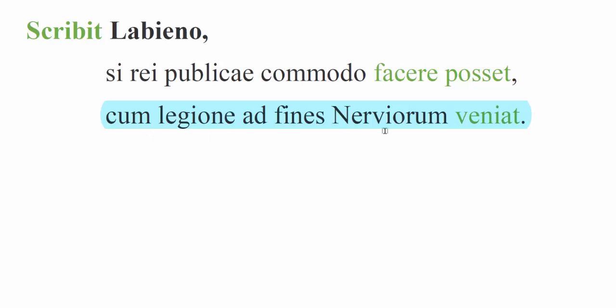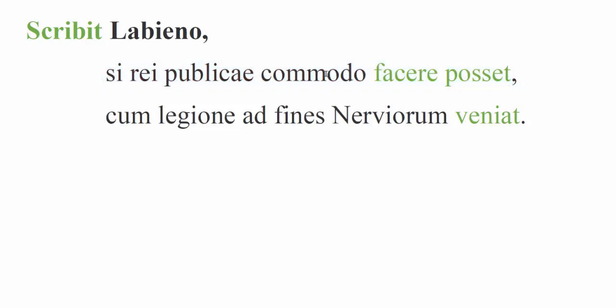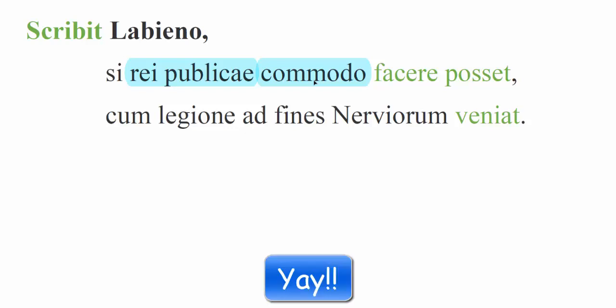So the command to Labienus is that he should come with his legion to the territory of the Nervii, and he should do this, this is Caesar just being a little bit fancy, if he were able to do something, we would say, for the good, commodo, of the Republic. All right, rei publicae. Now, I said of the Republic, but this rei publicae is actually a dative. It is a dative of interest with commodo, the dative of purpose, in a double dative construction.